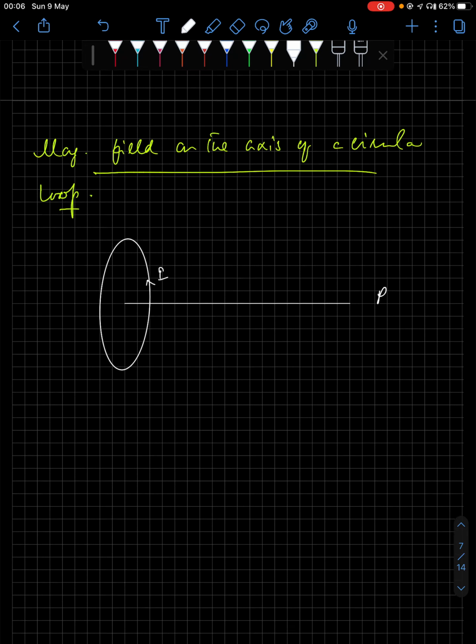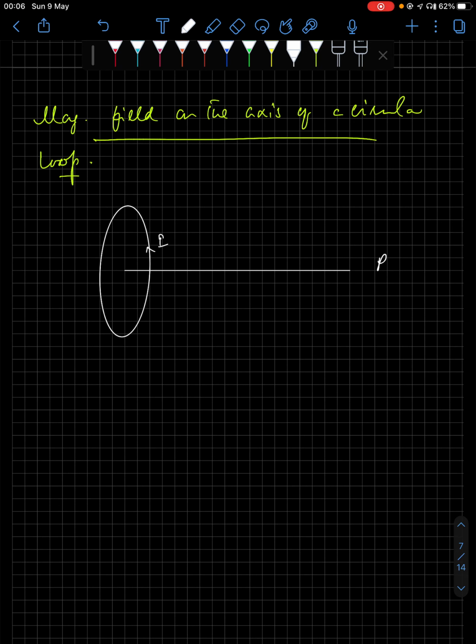Again we are avoiding the derivation here. For the final relation, the distance of this point P will be x, the radius of the loop will be r, and this distance will be a, which is actually the square root of r square plus x square, by Pythagoras theorem.